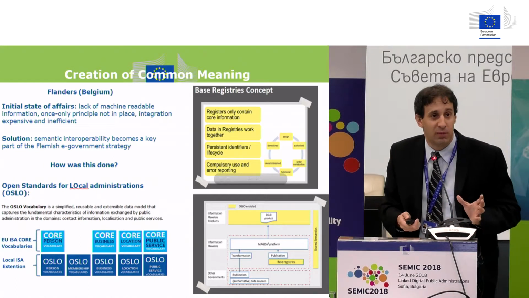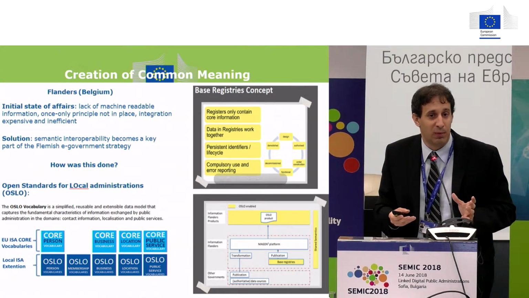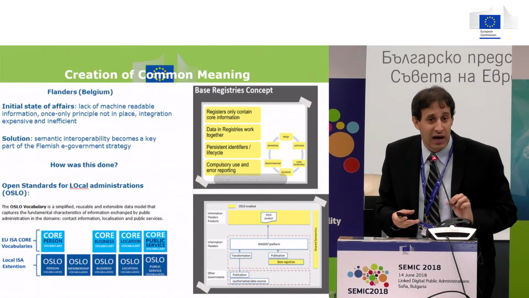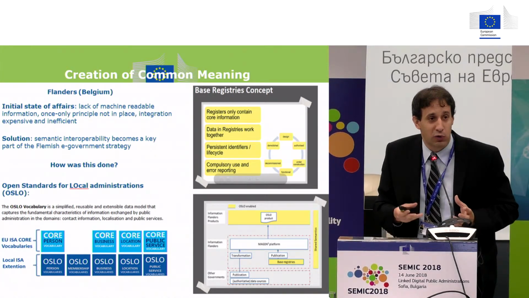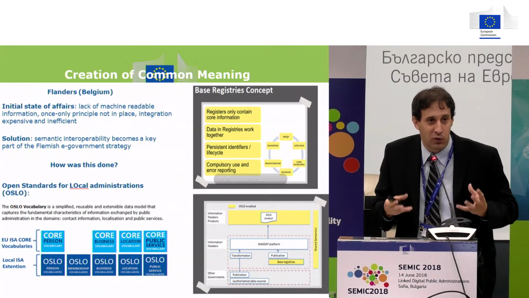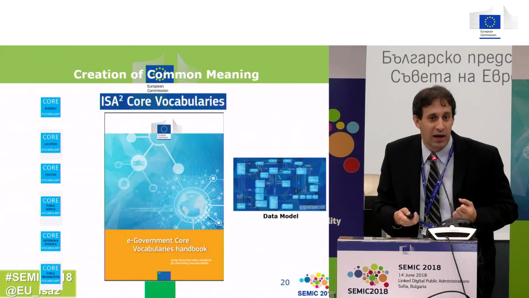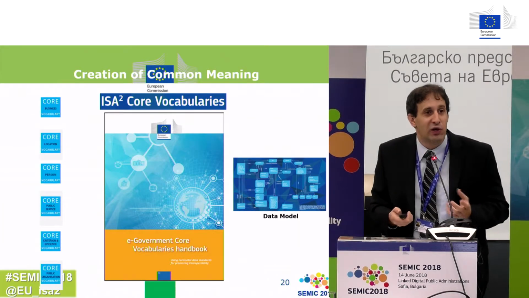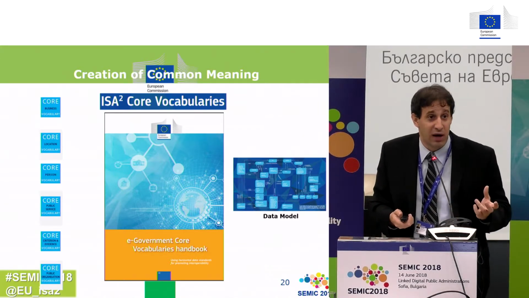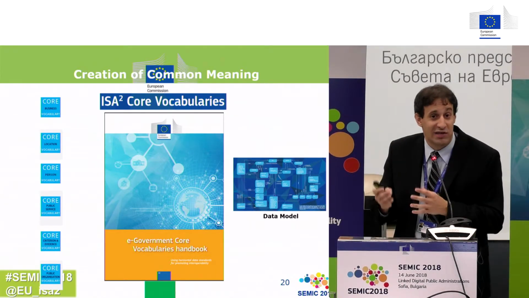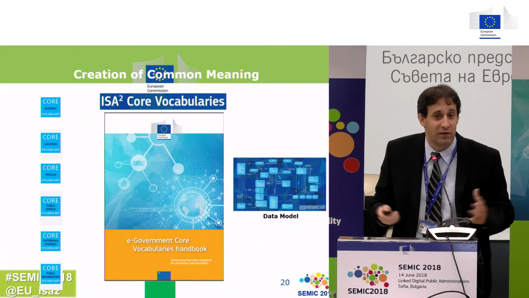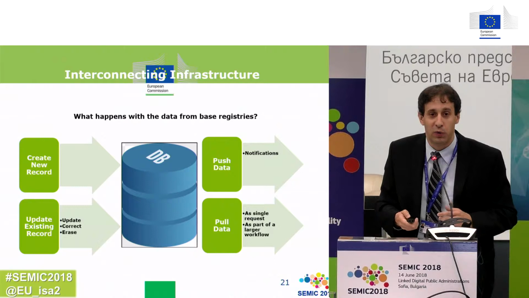Another example comes from Flanders. They had the same problem. They approached it in a similar way. But what they did is they actually reused the core vocabularies provided by the ISA program to create their own core concepts. And that's why they're there. Basically, you can reuse the core vocabularies that we provide from the ISA program as native models in your databases, or you can use them as a translation layer to translate between different data models. So there are different ways to sort of work with them.